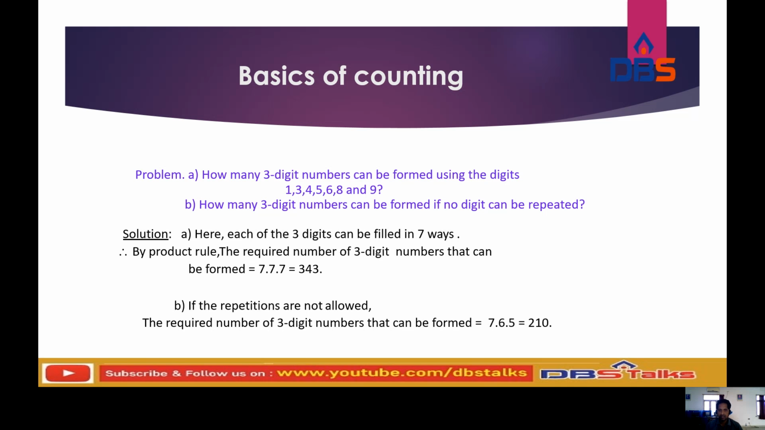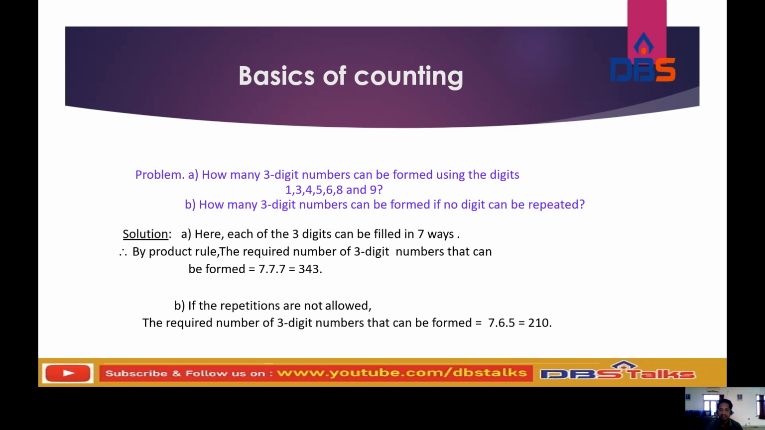See here, each of the 3 digits can be filled in 7 ways. By the product rule, the required number of 3-digit numbers that can be formed equals 7 into 7 into 7, that equals 343 possible ways. So why are we choosing 7, 7, 7? Because it may be repeated. That may be 77, like totally 7 digits. So 777.